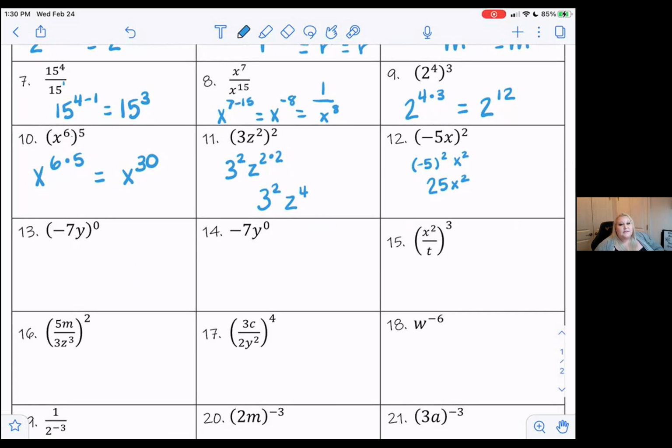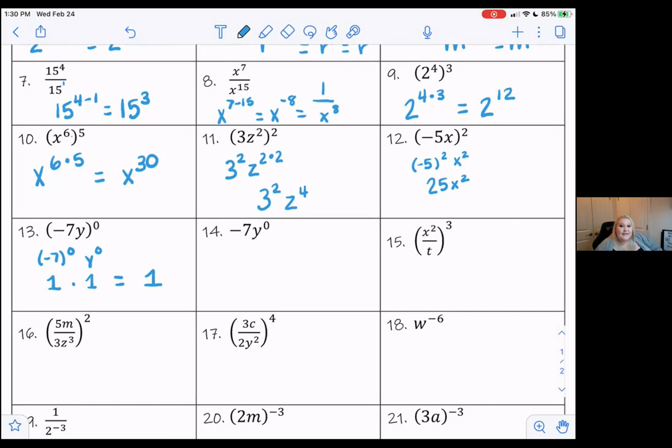Number 13 has something to the 0 power. Everything in the parentheses is to the 0 power. So that's like saying negative 7 to the 0 power and y to the 0 power. Negative 7 raised to the 0 power is 1. Y to the 0 power is 1, which means my final answer would be 1 because everything in the parentheses was raised to the power of 0.